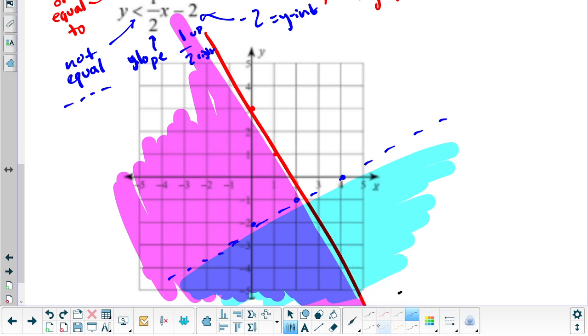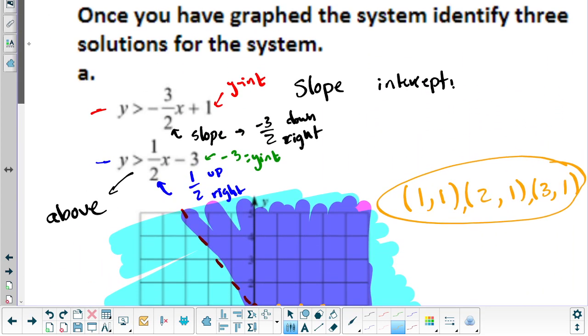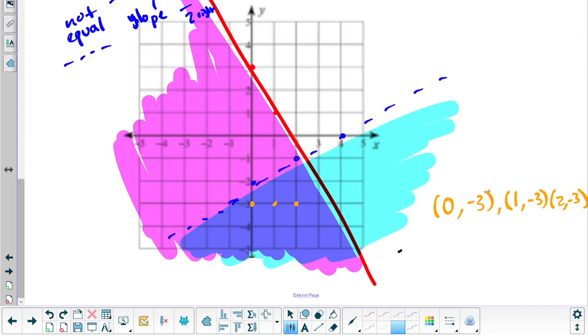Now, 3 points that are in that, I can see, let's do this one, and this one. I like just keeping the x's the same. So my 3 solutions would be (0, -3), (1, -3), and (2, -3). I'm just picking random points that are in this solution area. Really, it's just a test of figuring out, do you have the right area, right? So identify 3 solutions. So these 3 answers are solutions.